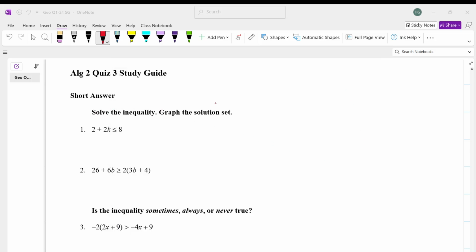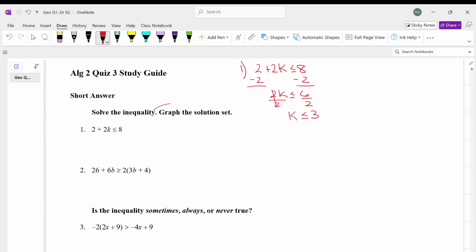So problem number 1, solve the inequality, graph the solution set. We got 2 plus 2k less than or equal to 8. Going to subtract 2 from each side. And 2k is less than or equal to 8 minus 2, which is 6. Divide both sides by 2. And we get a k that's less than or equal to 3.